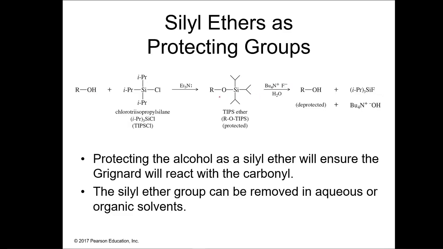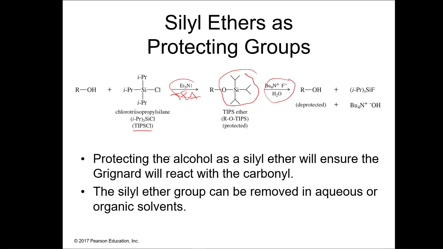So what you do instead is you react the alcohol with TIPS chloride and an amine base, also known as TEA, and you get a TIPS-protected ether, okay? You get this crazy silyl group on here, and that prevents any reaction from happening here until you treat it with this butylammonium fluoride group, which then deprotects your alcohol and converts it back into an alcohol.